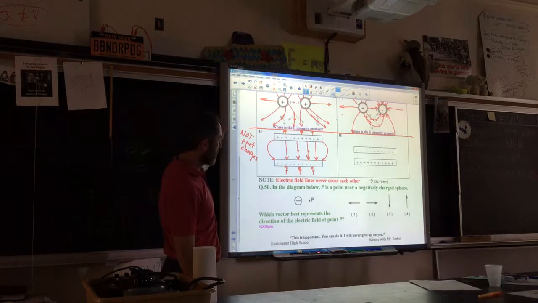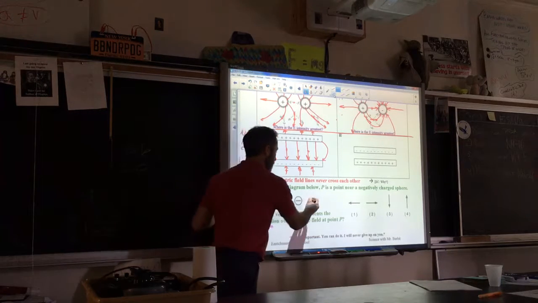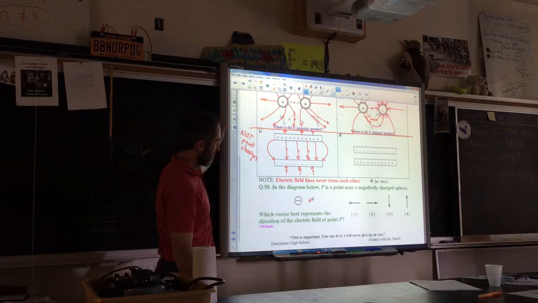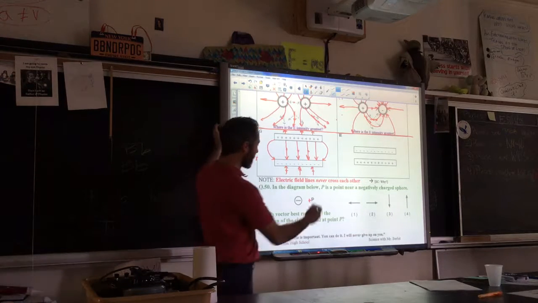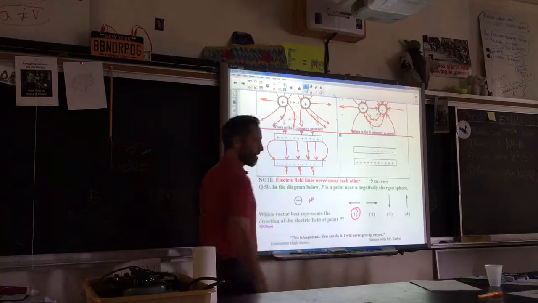All right, let's look at question 50. Point P is near a negative charge. We can put posi at point P. Where will posi go? To the left. And that's the direction of the electric field. Boom, done. That's enough for now.